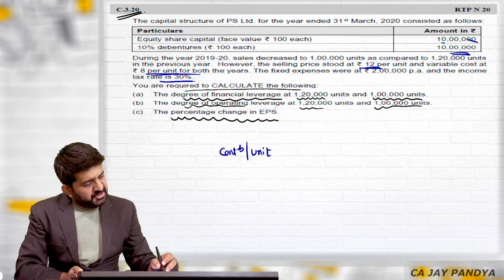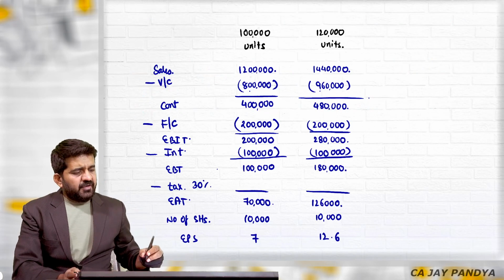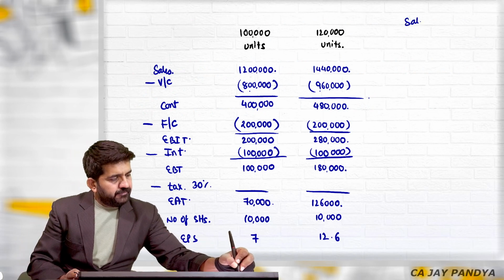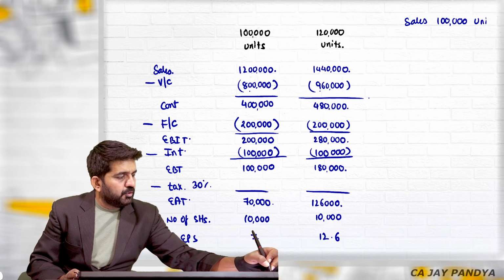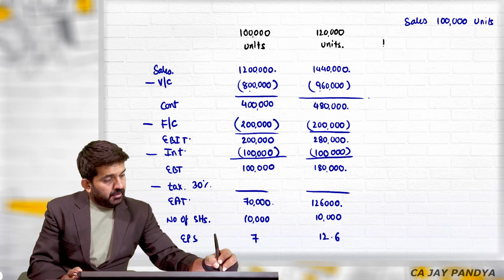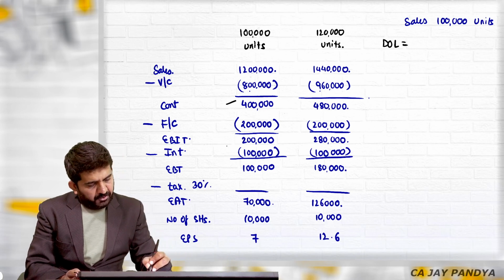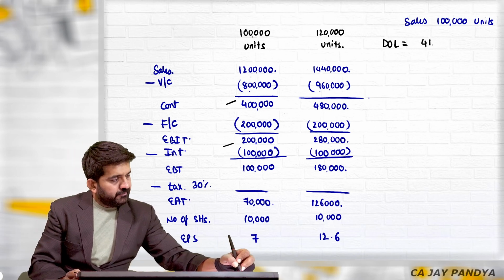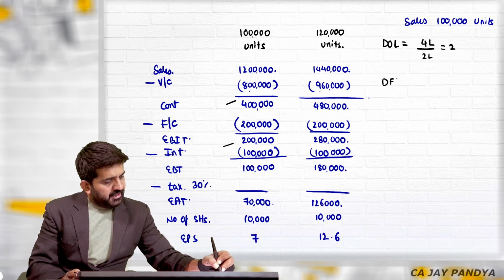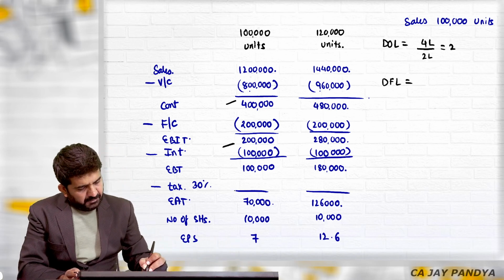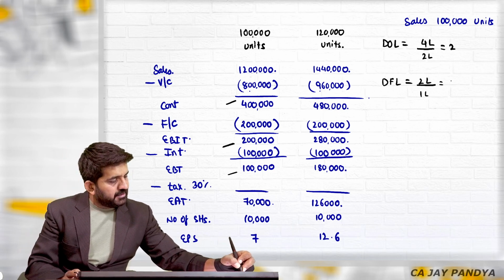Degree of financial leverage and degree of operating leverage in both the cases. If the sales is 1 lakh units, degree of operating leverage will be contribution upon EBIT. 4 lakh divided by 2 lakh is equal to 2. Degree of financial leverage will be EBIT upon EBT. 2 lakh upon 1 lakh is equal to 1.